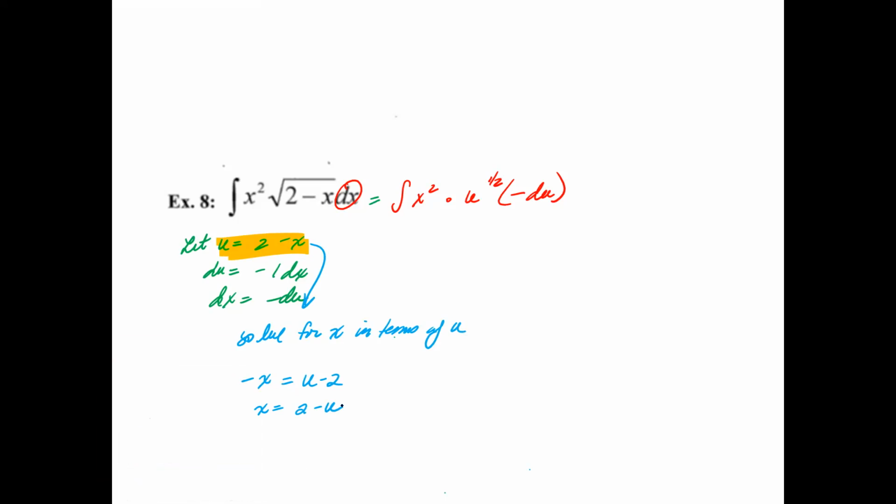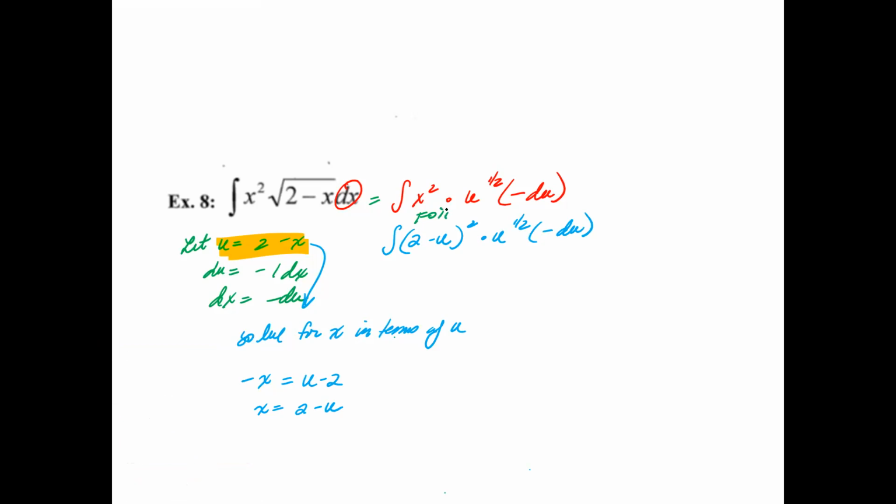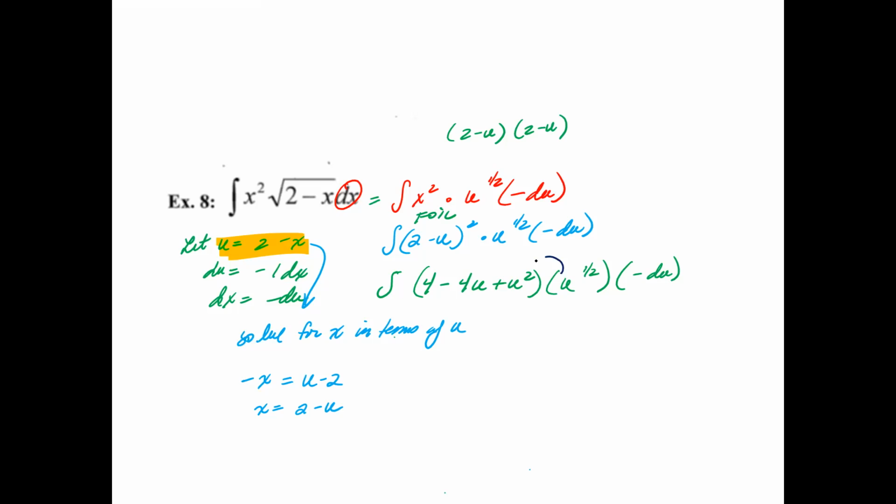All right, so then let's go ahead and replace this over here, which will give me an integral of (2 minus u) squared times u to the 1/2 negative du. Okay, you guessed it. You probably will have to FOIL this. If you FOIL it, you will get the integral of (4 minus 4u plus u squared) times u to the 1/2 times negative du.